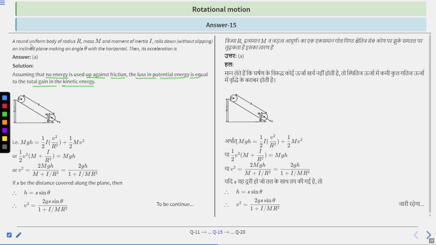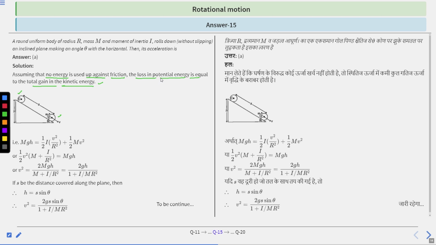So the question asked: a uniform body of radius r, mass m, and moment of inertia I rolls down without slipping on an inclined plane. This is the inclined plane, and the round uniform body rolls down from here to here. Clear? So we assume here no energy is used up against friction. In that case, the loss in potential energy is equal to the total gain in kinetic energy. This is the main concept.